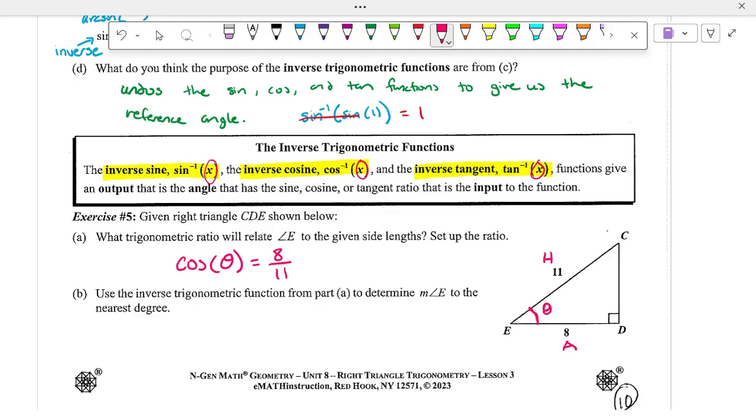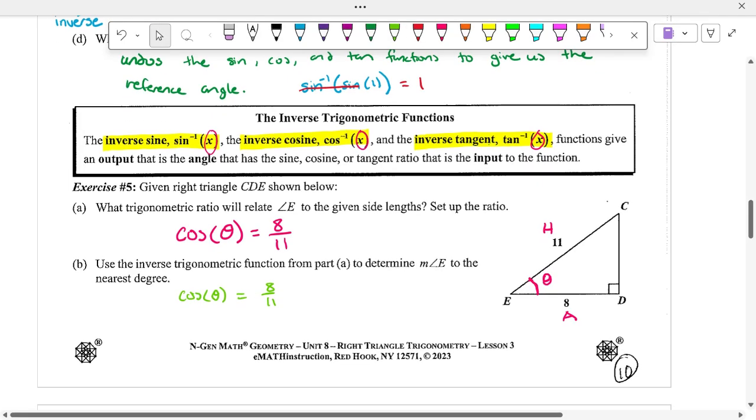So treat this as if we were solving an equation. We're solving for theta. This is kind of how I would write it out if I was solving for it. So this would be my original. So I'm going to rewrite what we had up top.